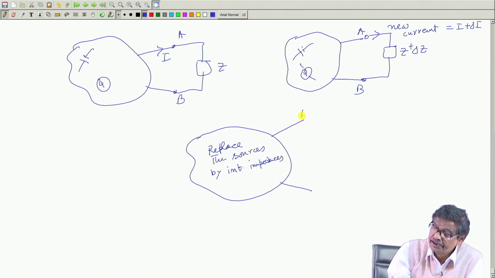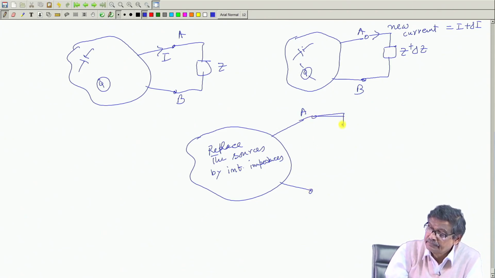You will have A B here. Then connect this impedance Z plus delta Z, which is known by what amount I have changed it, and here you replace it by a voltage source whose value is I into delta Z.